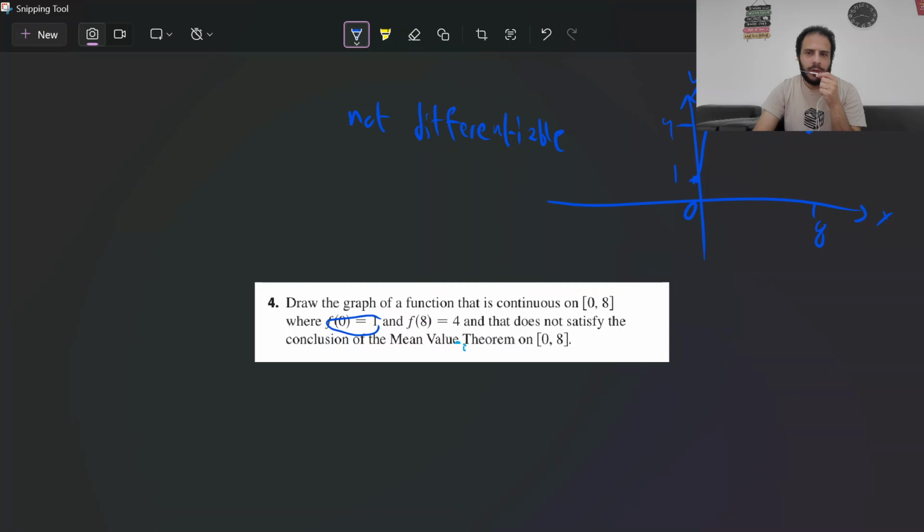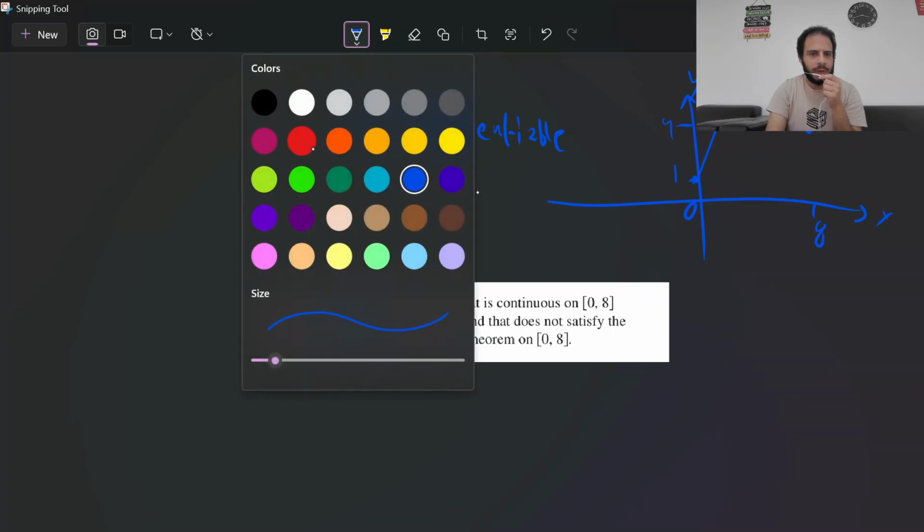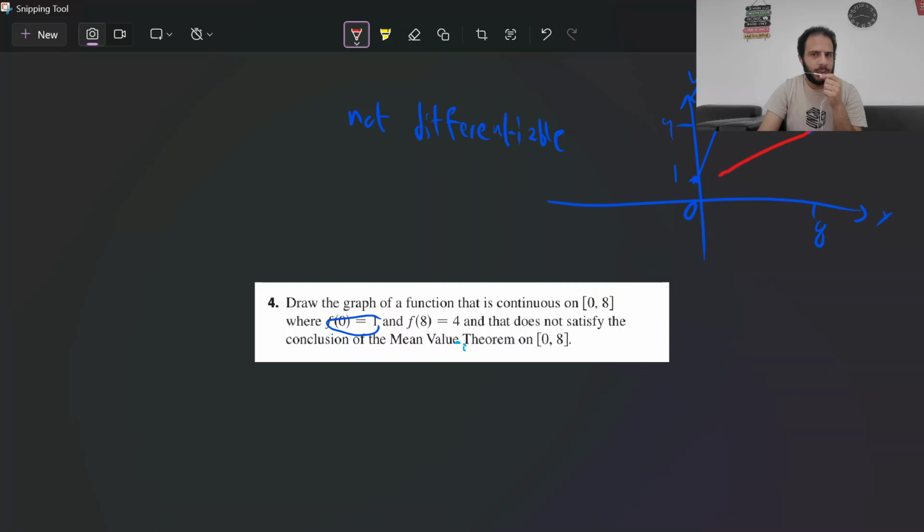We can do it like this, right? This is continuous, but here you have a cusp, a corner, so the derivative does not exist here. Is the conclusion not satisfied? I will show you. Here is the slope of the secant. Do we have a tangent line that has the same slope? This is different, here is different. Here we don't have it, it's not differentiable here. So we don't have a tangent line that has the same slope as this one.